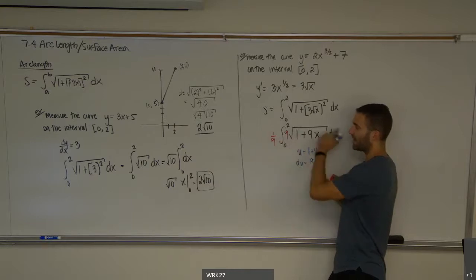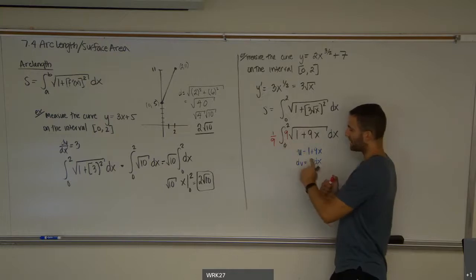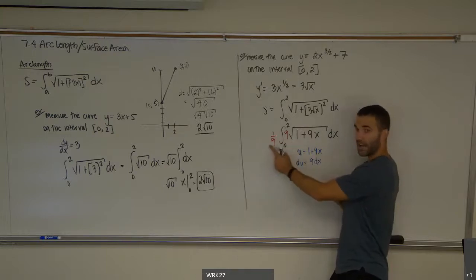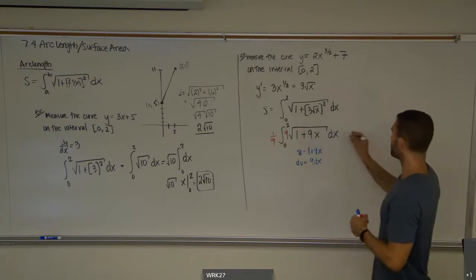So I haven't changed the value of this definite integral. What I've done, though, is I've put the 9 inside that I need to do the substitution. I've taken the 1 over 9 and pulled it out. That's a property of definite integrals. Constants can be moved. And now we can do our substitution.